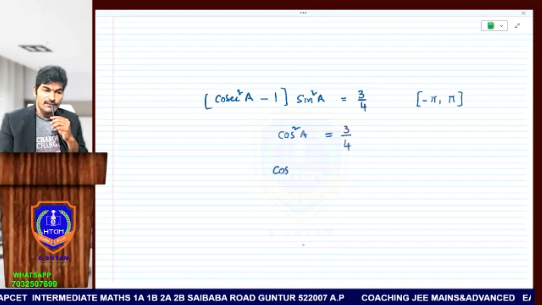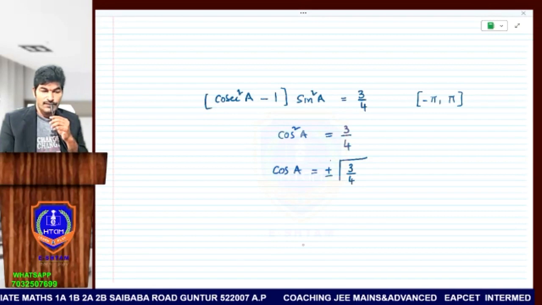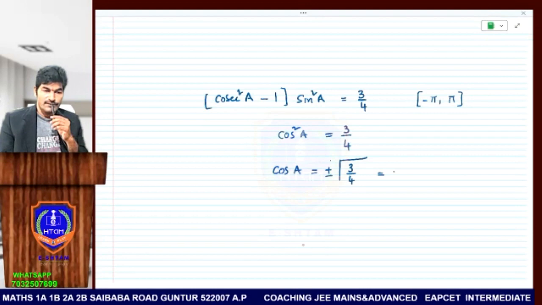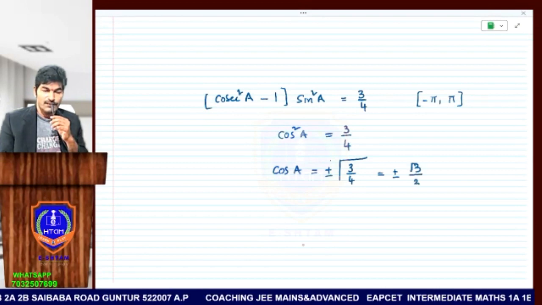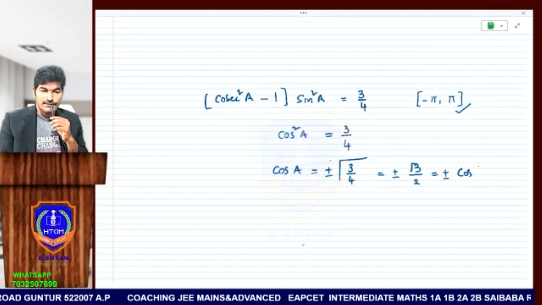Now remove that square from both sides. So it will be plus or minus, because it is an even power we are removing, and it will be root of 3 by 4. The square root of 4 will be 2, you know that, right? So root 3 by 2. That means plus or minus cos, which angle gives root 3 by 2? You have to say in pi's, because the solution is needed in terms of pi's. It is 30 degrees, because cos 30 degrees is root 3 by 2. So you have to write the angle as pi by 6.